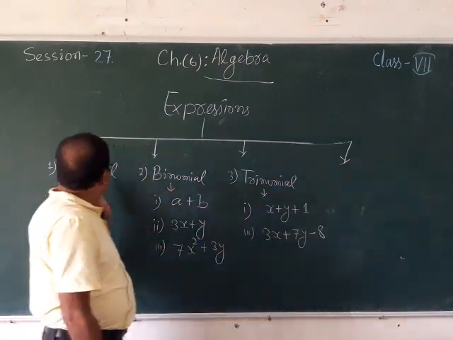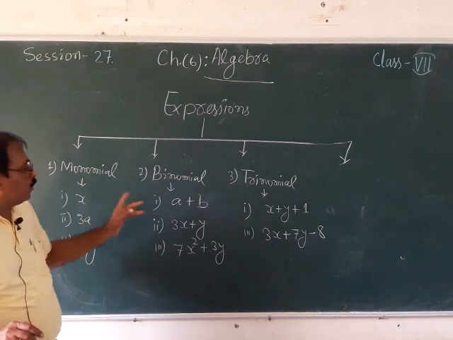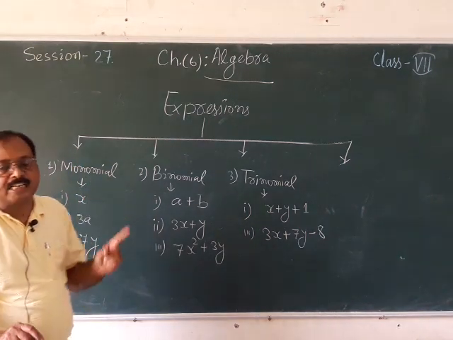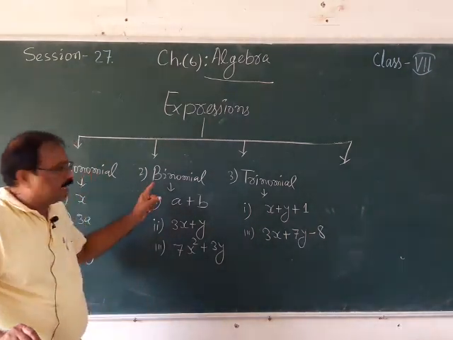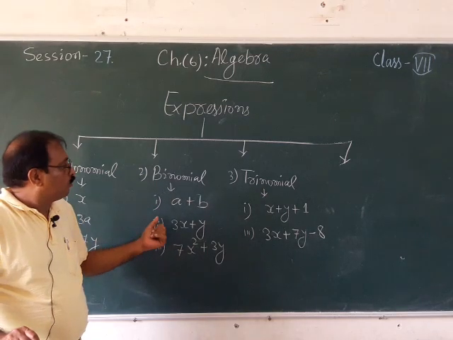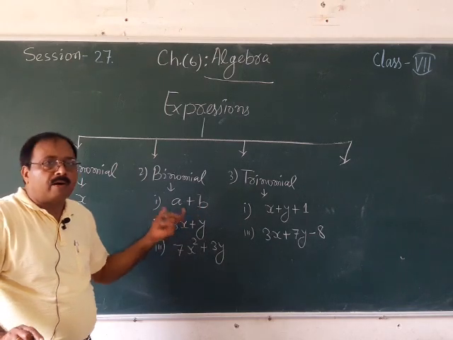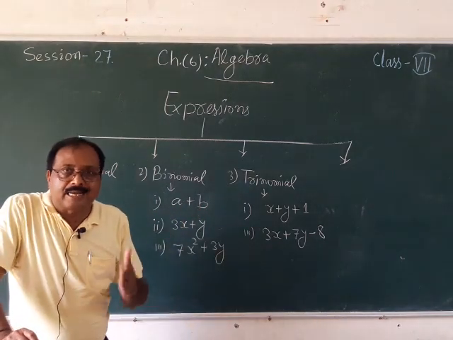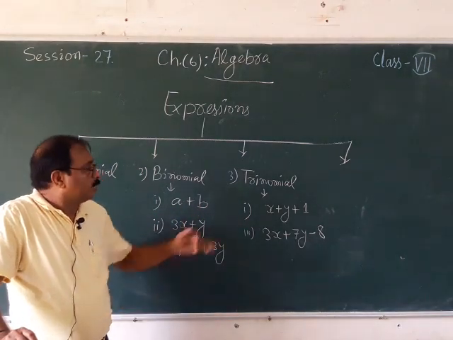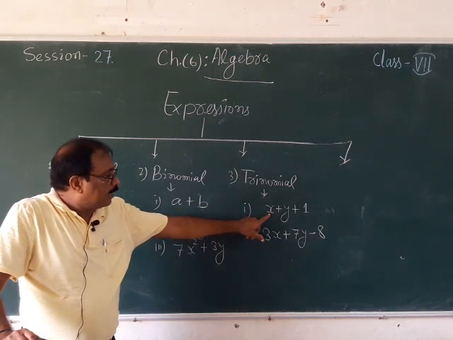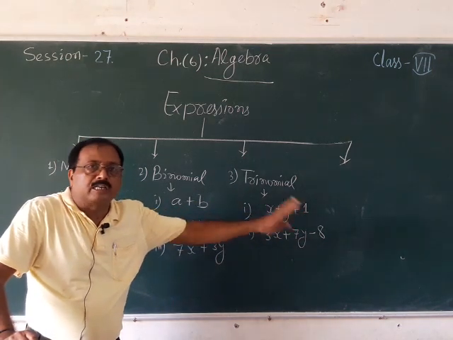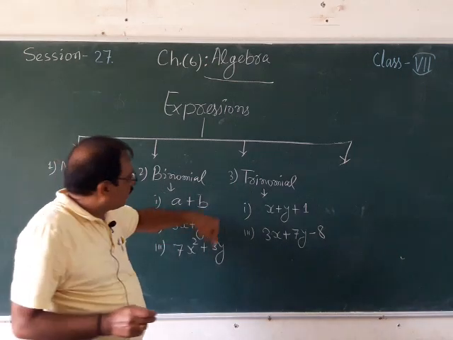Monomial means the expression which has only one term. Then binomial means the expression has two terms. You can see terms are always divided with the sign plus or minus. Then trinomial: here x, y and 1, three terms are there, that means these are trinomials.